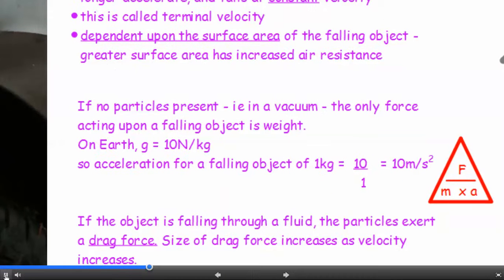Now we can work out the acceleration for a falling object. If it's in a vacuum, there are no particles present, so there's no air resistance. So the only force acting upon a falling object in a vacuum is its weight. Now on Earth, g equals 10 newtons per kilogram. So the acceleration for a falling object weighing 1 kilogram is 10 divided by 1, which is 10 meters per second squared.